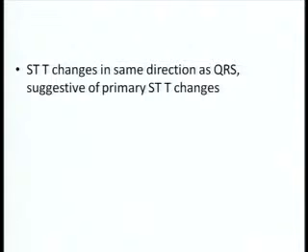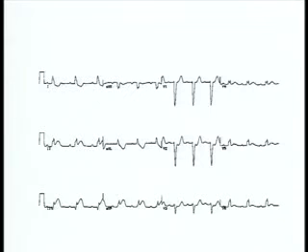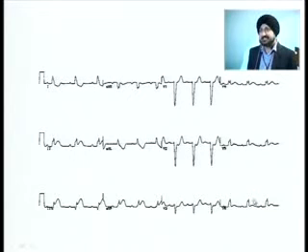And STT changes in the same direction as the QRS complex suggest acute ischemia in cases of LBBB, and suggest that these are the primary STT changes. This is one example, a patient of LBBB presenting with MI. You see ST elevation here, which is concordant to the QRS complex, more than 1 millimeter. This is concordant ST depression of 1 millimeter, and then STT changes are in the same direction as the QRS complex.